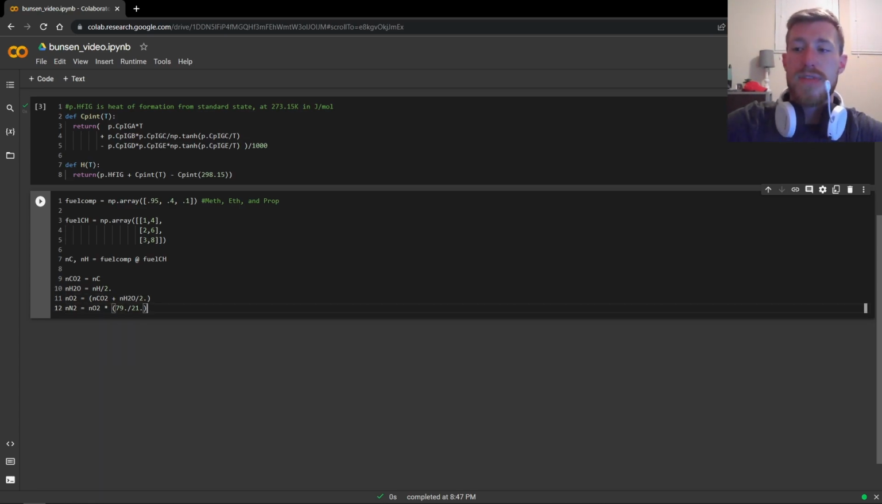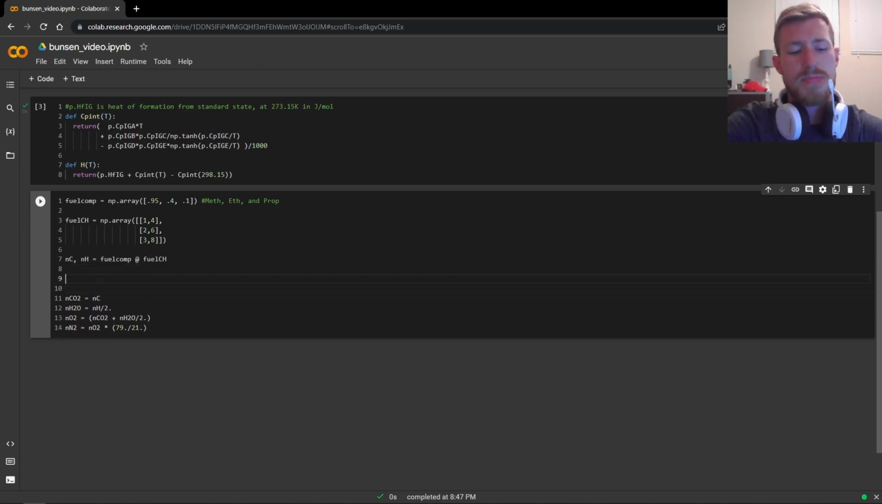So now we have the number of moles of every single one of our elements that are going in and out of our combustion. And now all we have to do is figure out how to factor in that excess air. So how exactly do we do that? I'll add some little space up here. How do we figure excess air?